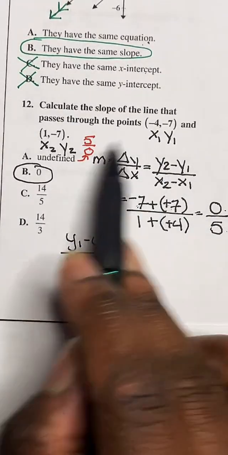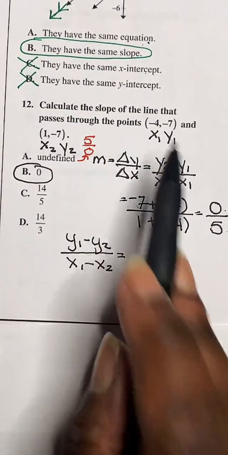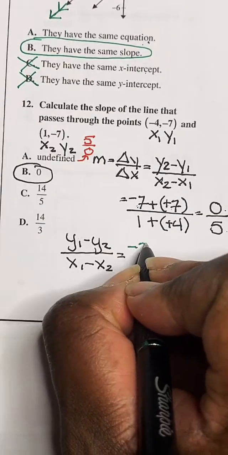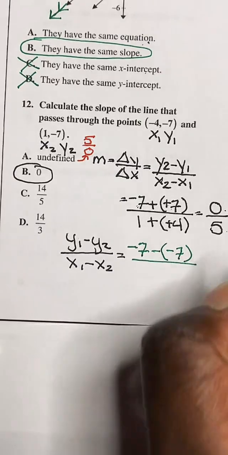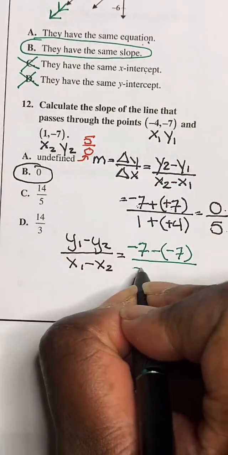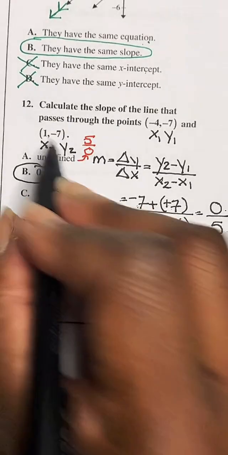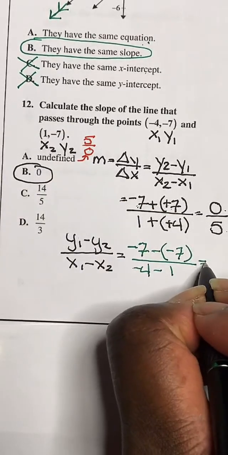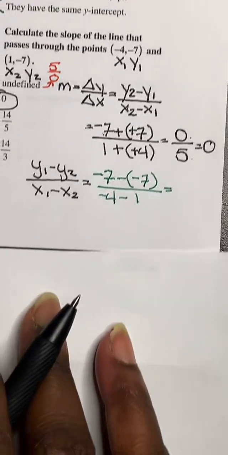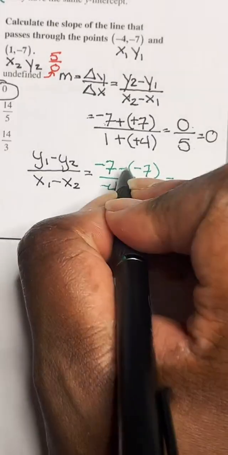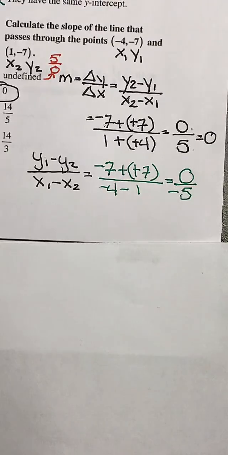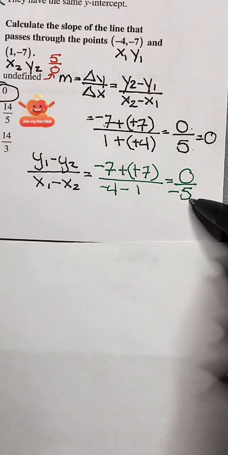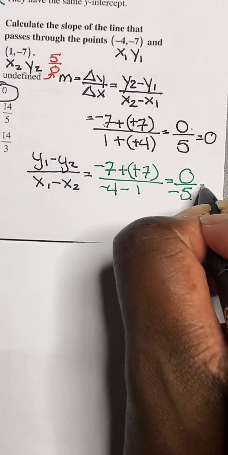So we still have our x and y's. Our y1 is a negative 7 minus the negative 7. We have a negative 4 minus my 1. We still get minus a negative. We're still going to get a 0 in the numerator. But that doesn't matter, because 0 divided by negative 5, that's still going to give me 0.